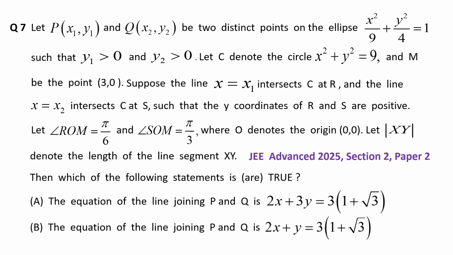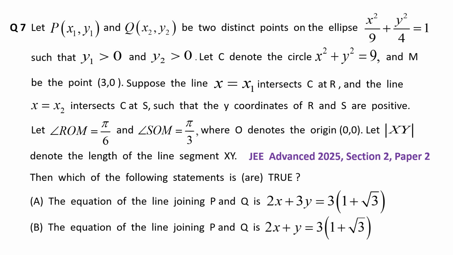It says let P (x1, y1) and Q (x2, y2) be two distinct points on the ellipse x square upon 9 plus y square upon 4 equal to 1 such that y1 greater than 0 and y2 greater than 0. Let C denote the circle x square plus y square equal to 9 and M be the point (3, 0). Suppose the line x equal to x1 intersects C at R and the line x equal to x2 intersects C at S such that the y coordinates of R and S are positive.